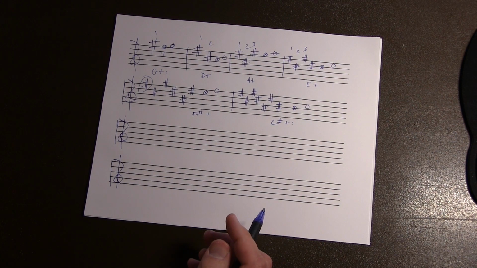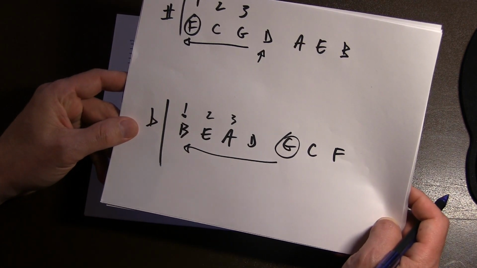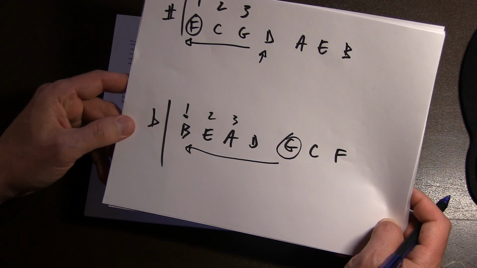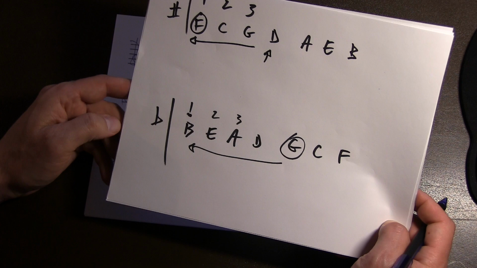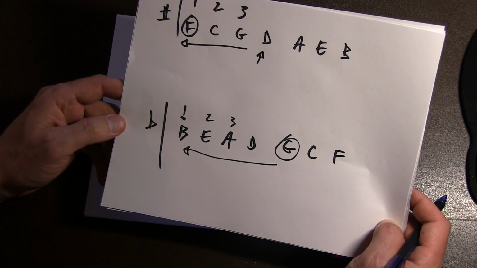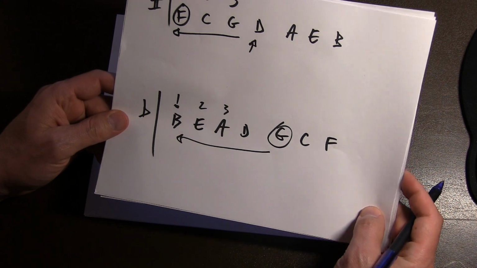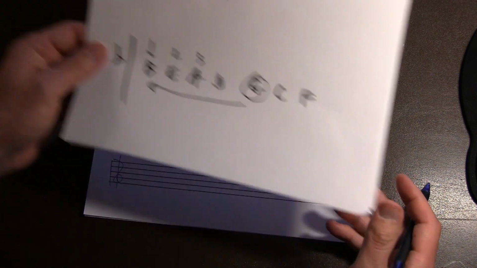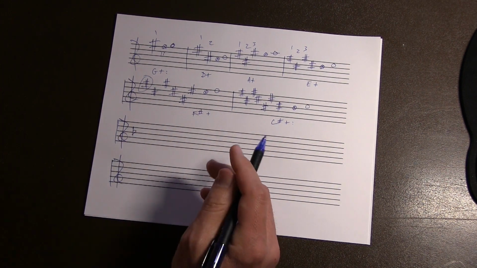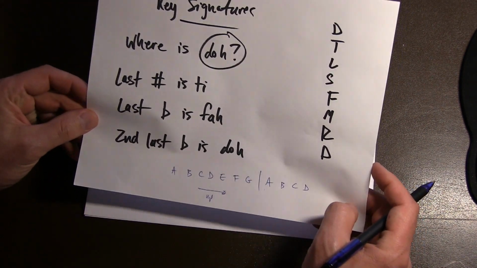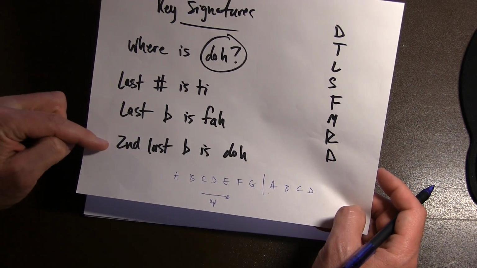Now, what's our order of flats here again? Do you remember? Battle ends and down goes Charles' father, okay? I'm sure there's other very clever whatever you call that when letters represent words, okay? The first flat is B, okay? Now, what are our rules for flats? Do you remember? Of course you do. The last flat is Fa, and the second last flat is Do, okay?